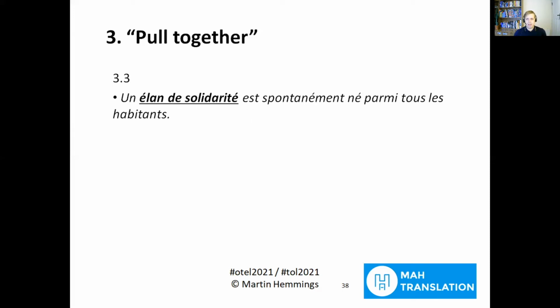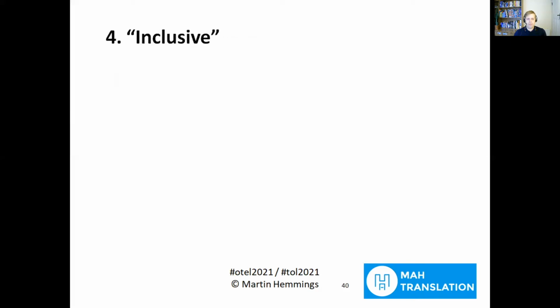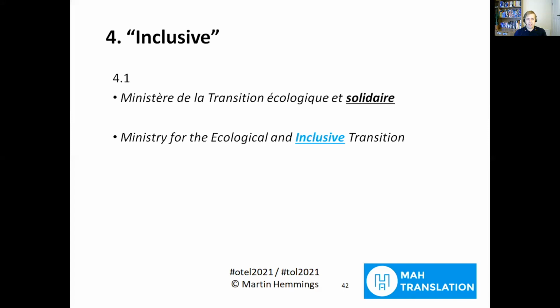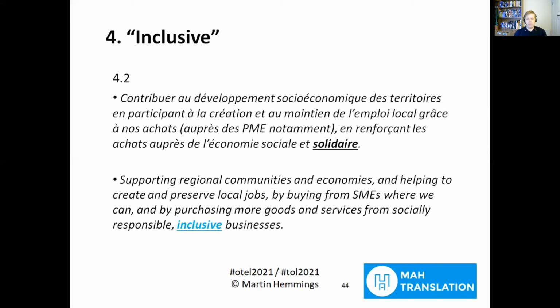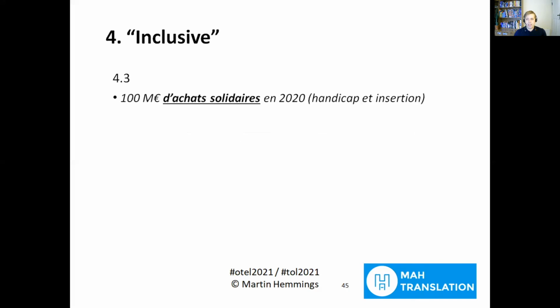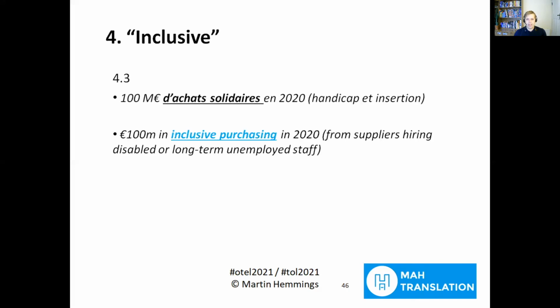And here we have an élan de solidarité. Again, an abstract concept. The entire community instinctively pulled together. Inclusive. This is the name of a French government ministry. The official translation: the Ministry for the Ecological and Inclusive Transition. Here we have l'économie sociale et solidaire. In this particular case, we didn't talk about the economy. We talked about socially responsible and inclusive businesses. Concrete. Achat solidaire, inclusive purchasing, in this case from suppliers hiring disabled and long-term unemployed staff.